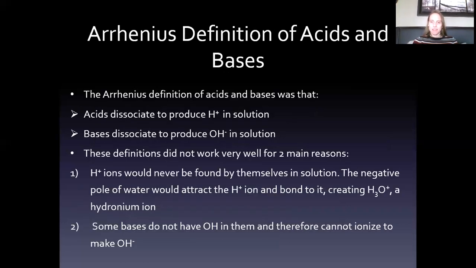The Arrhenius definition of acids and bases is that acids will dissociate to produce hydrogen ions in solution, and bases will dissociate to produce hydroxide ions in solution. So just a reminder, when we say that something is dissociating, we're saying that it is just breaking apart into the two separate ions that make up that substance. This definition actually doesn't work very well because you never just find hydrogen ions floating around by themselves in solution.